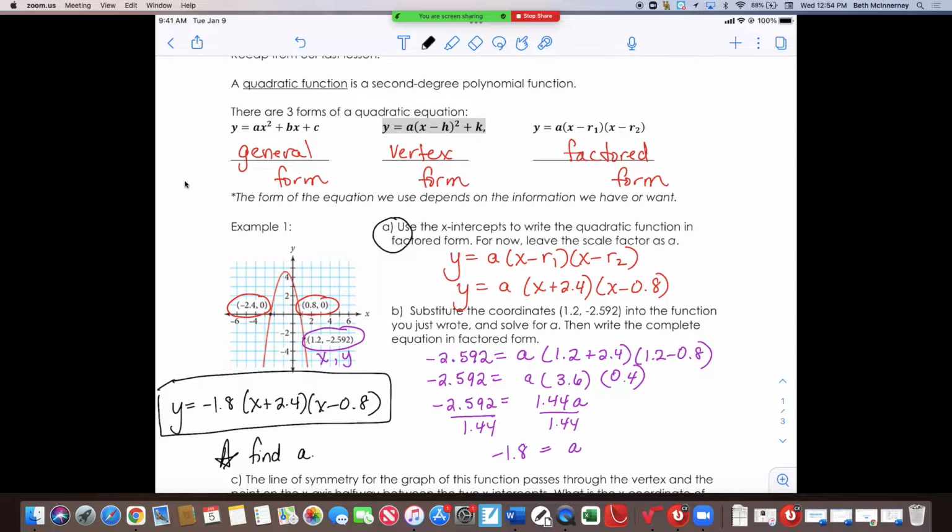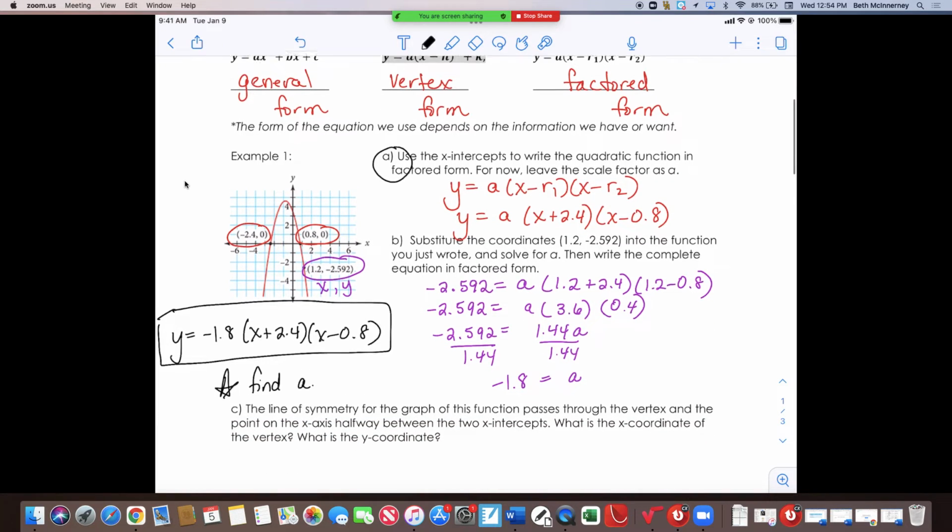Would you normally give us a third point? Yes. It'll either be labeled or there'll be a dot. Like you can go, oh, that's (1, 4). Great question.